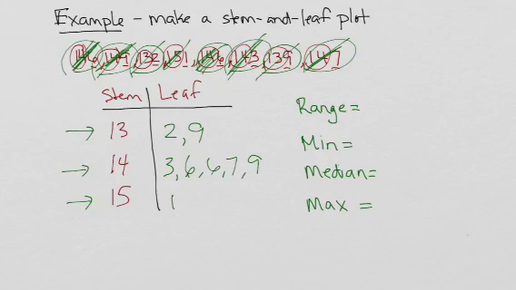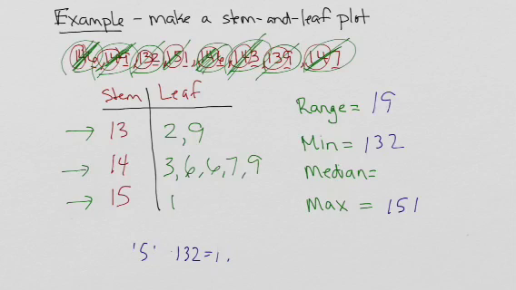Now let's answer some questions about them. First off, what's the range? Well, I can use this stem and leaf plot to see my largest number, which is 151, minus the smallest number, which would have been 132. If I subtract those, I get 19. That's my range. And my minimum number, I just did that, 132. I also did the maximum number there, 151.